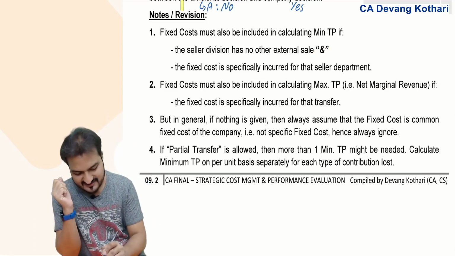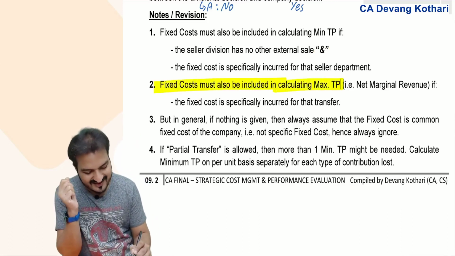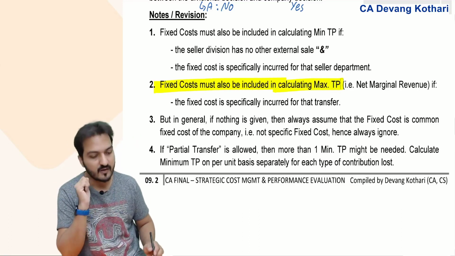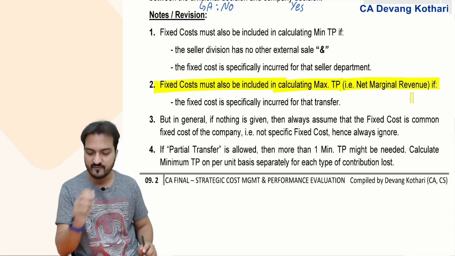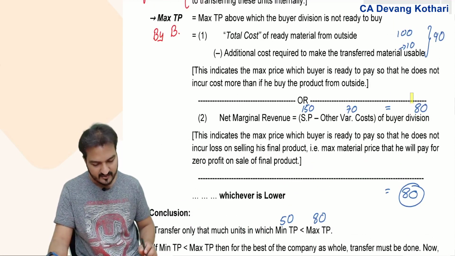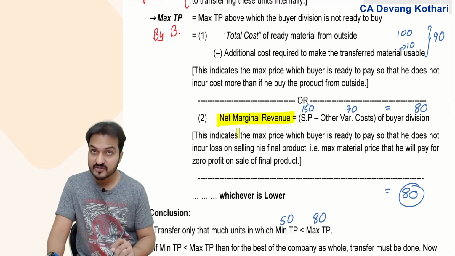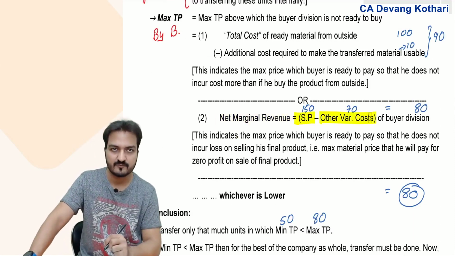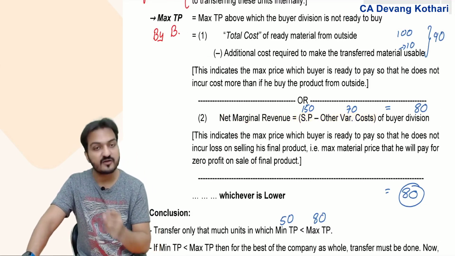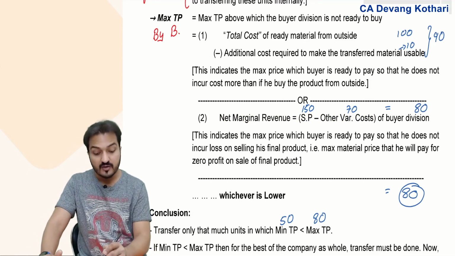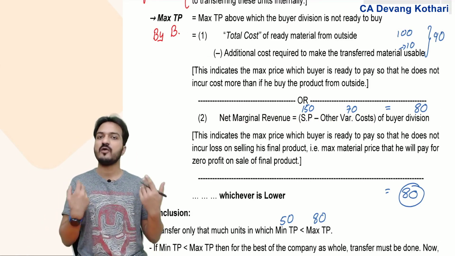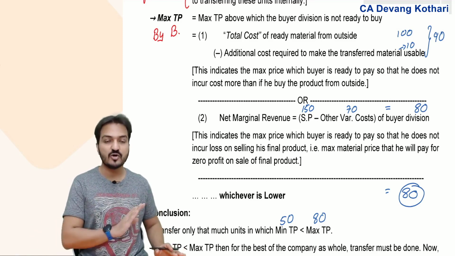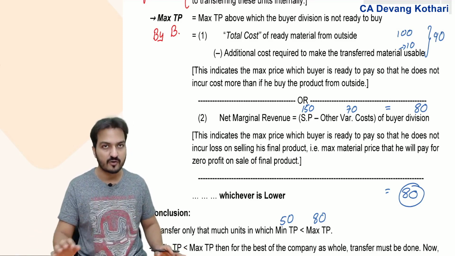Similarly, fixed cost must be included in calculating maximum TP, in calculating net marginal revenue. Notice right now my net marginal revenue is selling price minus other variable cost only. I did not do minus other fixed cost. Why not? Because again fixed cost is assumed to be common fixed cost. It is not affected whether transfer is done or not.